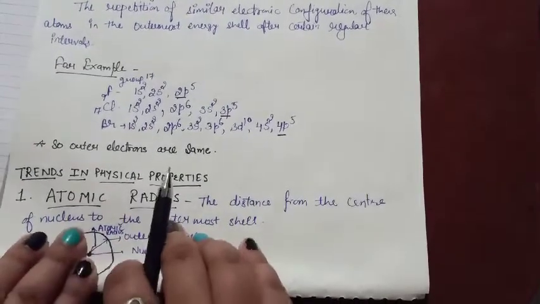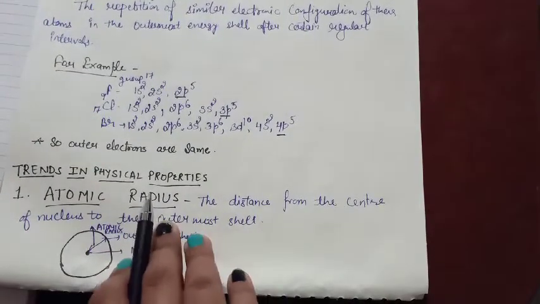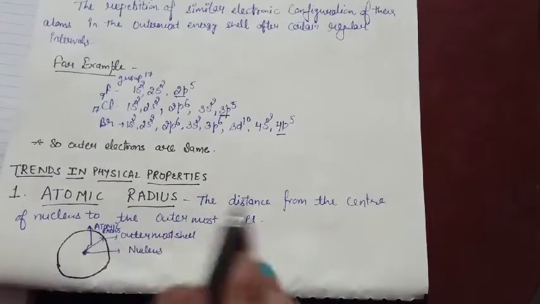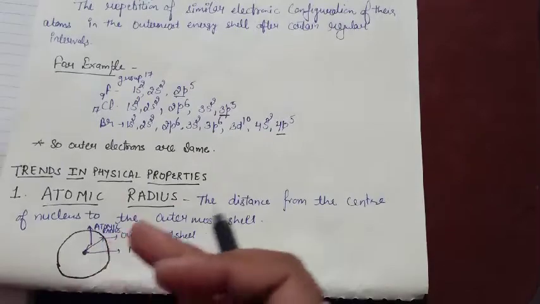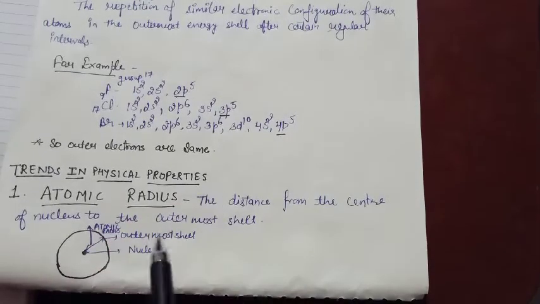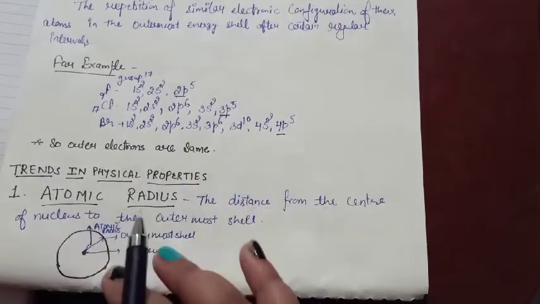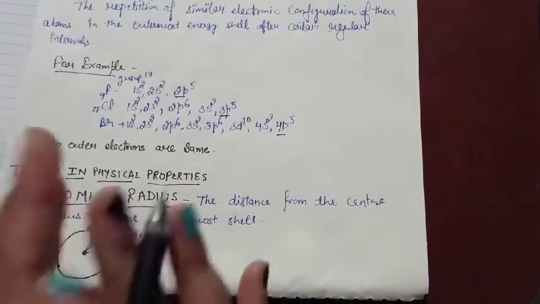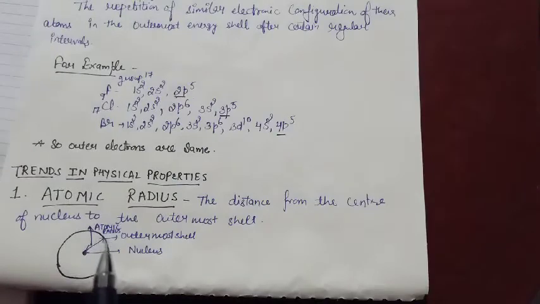Now we are going to discuss the trends in physical properties. We have said that periodicity is happening, the repetition of properties is happening. Now we will discuss one by one which property is repeating and what is the nature of those properties. We are discussing each and everything here in this unit.